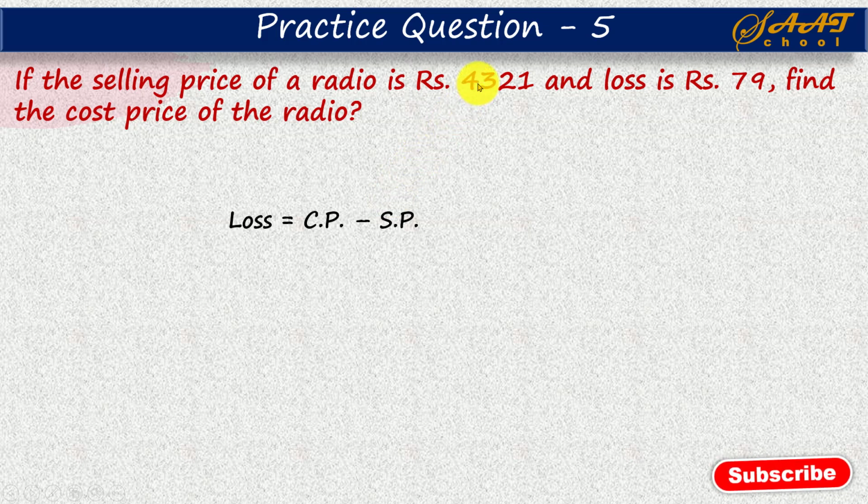We have the selling price which is 4,321. We have the loss which is 79. So if you use these two amounts, then you can find simply the cost price. I want you to try this question. You can easily find cost price because we have the loss amount which is 79 and we have the selling price which is this amount. So you can easily find cost price. You try this.